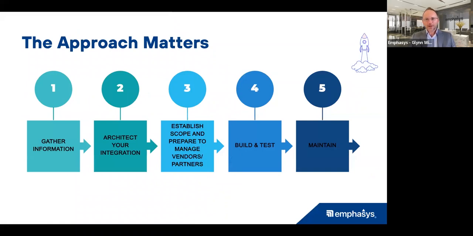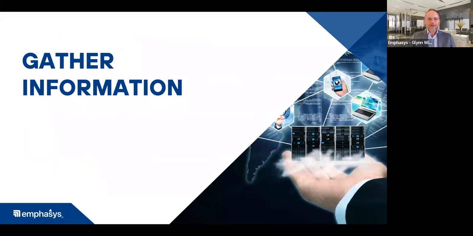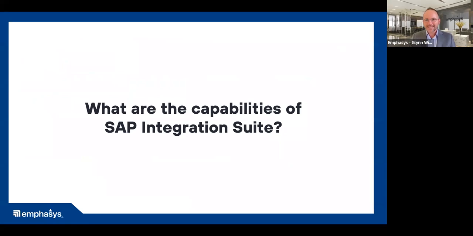We'll be going through 5 stages in the webinar, and our objective is to provide you value. So with each one of these stages that we go through, we're providing you an accelerator to improve your project timeline. Let's start with gathering information. When it comes down to gathering information, one can leverage the capabilities of the SAP Integration Suite that are pre-built and inherent inside the business technology platform.